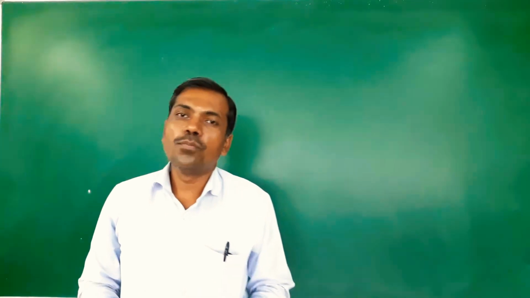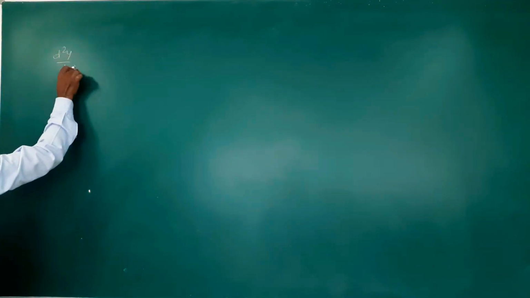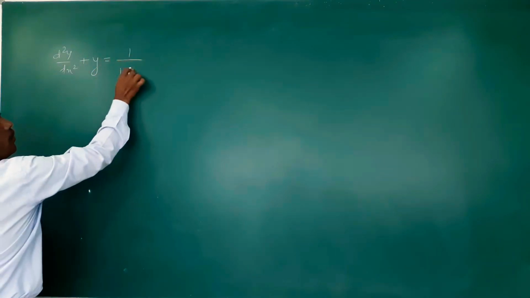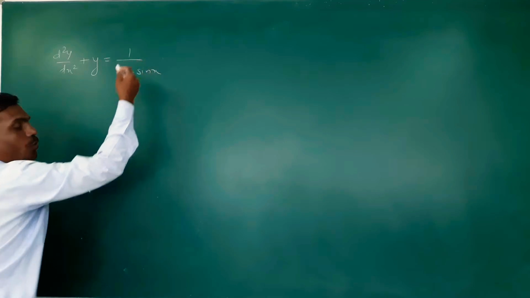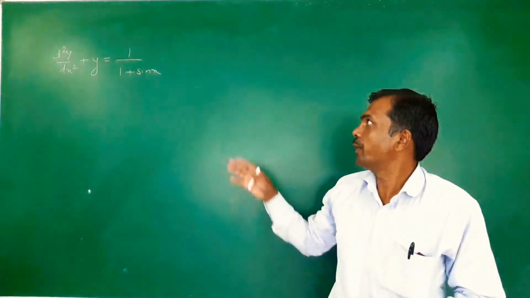Here we will solve some more examples on variation of parameter method. So our next example is solve d²y by dx² plus y is equal to 1 upon 1 plus sin x. Such problems we have to solve using variation of parameter method.